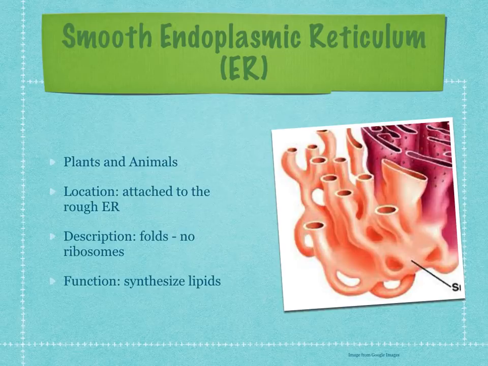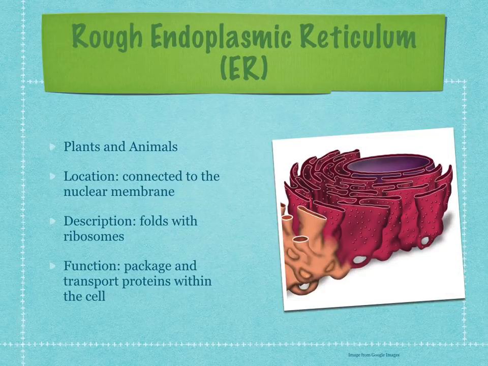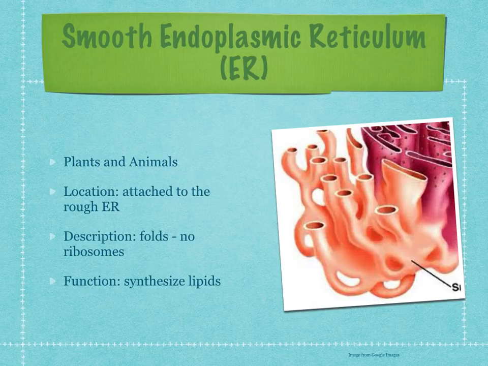The rough ER, if you remember, is attached to the nuclear membrane. So I have the nucleus, the rough ER is an extension off of that, and then the smooth ER is attached to the rough ER. It just goes from nucleus, rough ER, smooth ER as it gets further away.